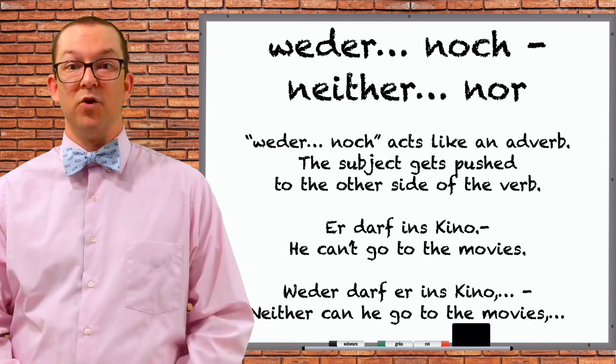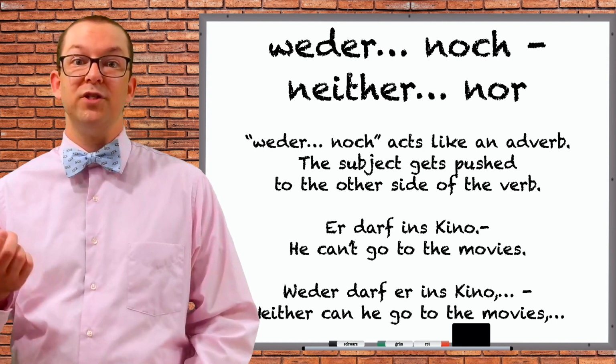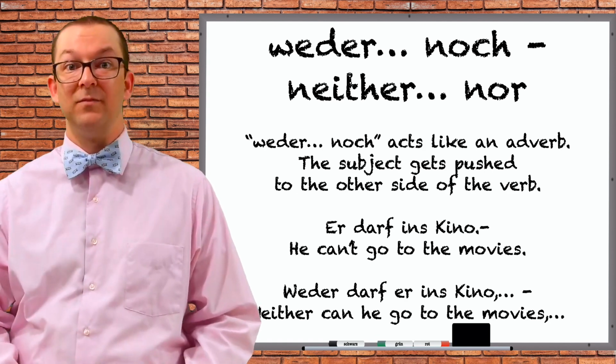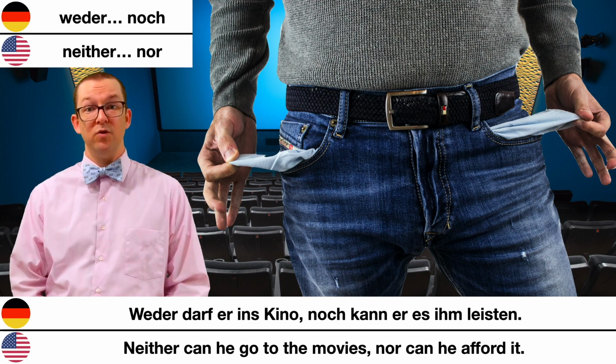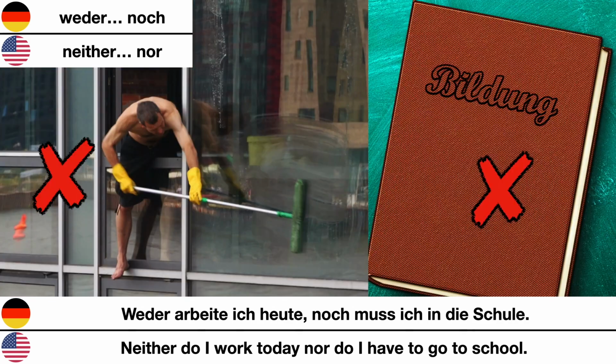For once, the English word order actually mirrors this, and therefore pushes the subject to the other side of the verb as well. For example, weder darf ins Kino, noch kann es ihm leisten. Neither can he go to the movies, nor can he afford it. Weder arbeite ich heute, noch muss ich in die Schule. Neither do I have to work today, nor do I have to go to school.